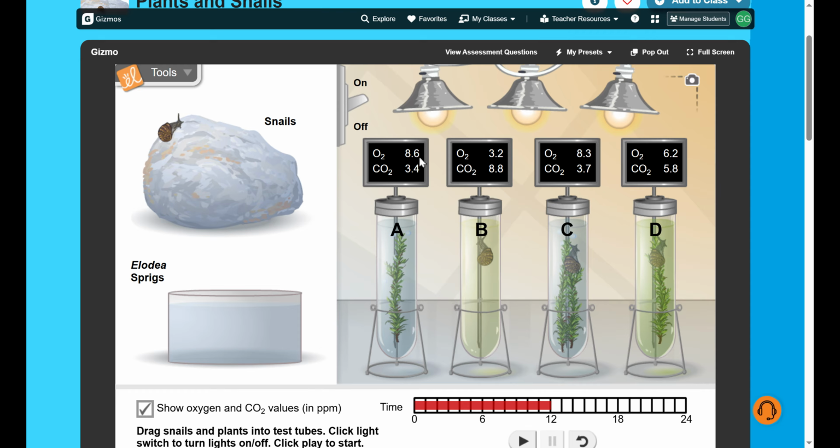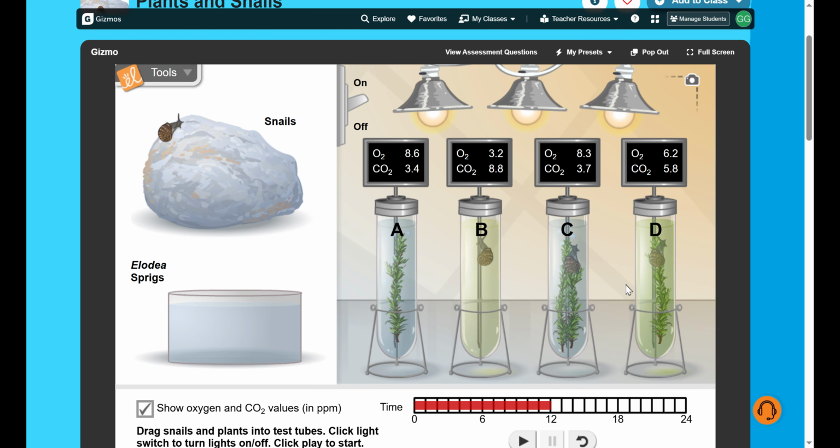We can also see there's more oxygen than carbon dioxide. This test tube with the 1 snail is now turning yellow. We can see there's more carbon dioxide than oxygen. This tube is becoming acidic, whereas this first tube is becoming a little bit basic.